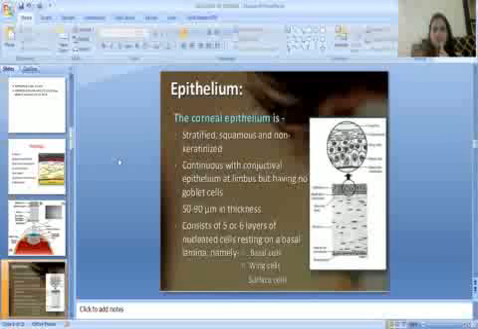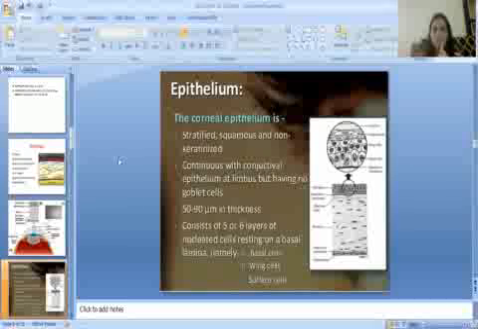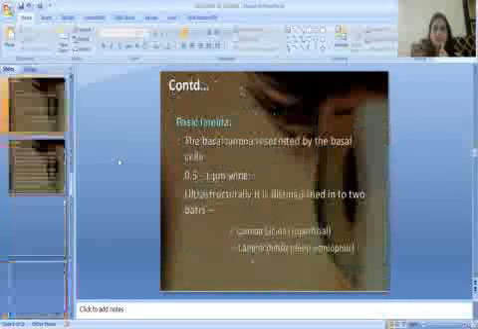First, the epithelium. The corneal epithelium is stratified, squamous, and non-keratinized. It is continuous with the conjunctival epithelium at the limbus, but has no goblet cells. Thickness is 50 to 90 micrometers, consisting of 5 or 6 layers of nucleated cells resting on a basal lamina, namely the basal cells, wing cells, and the surface cells.